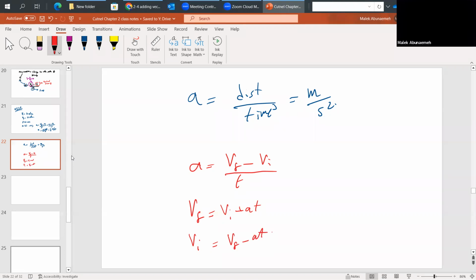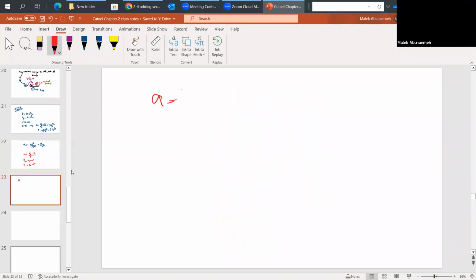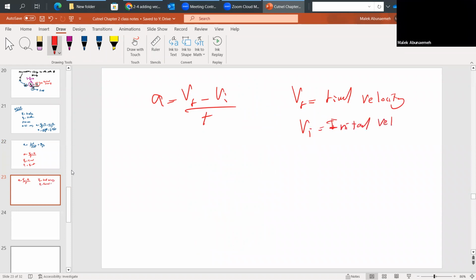Now, having defined that A equals your VF minus VI over T, again, where your VF is your final velocity and VI is your initial velocity, and having defined VF equals V naught plus A times T.